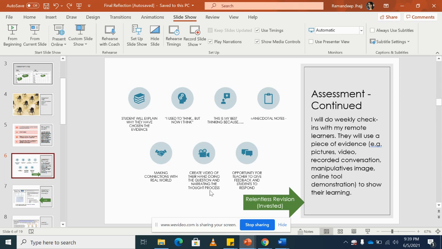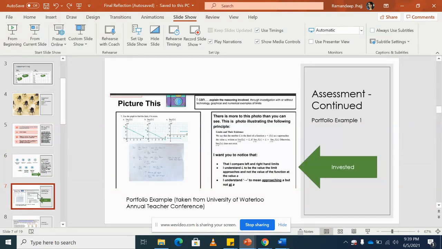They will create a video of their hand doing a math question and narrating their thought process, and add that video to the portfolio as well. So the portfolios will give me an opportunity to provide them feedback and respond to students. Here is an example of what a portfolio will look like.